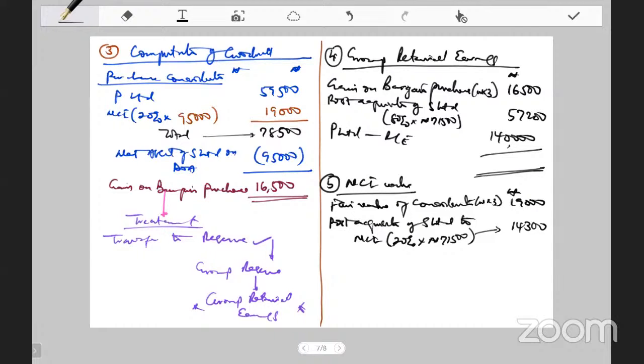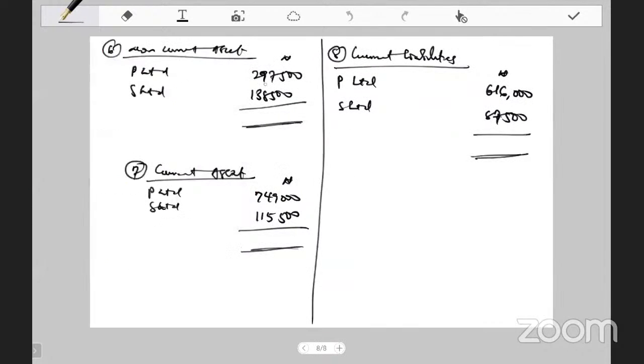So what is the total we now have? What is the total of NCI? That's 33, 1,300. Okay, what's the total of non-current assets? 436,000. 436,000. What is for current liability? Please, class.